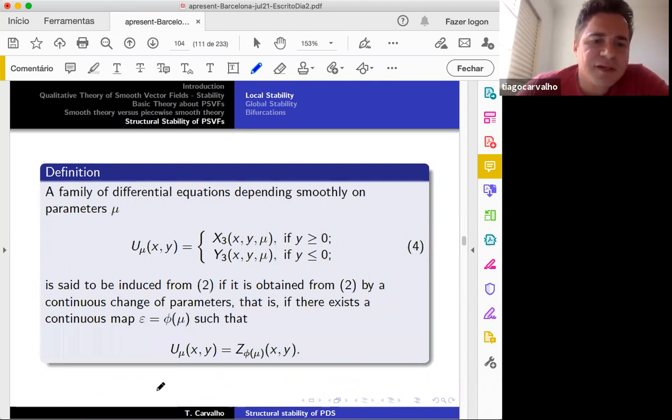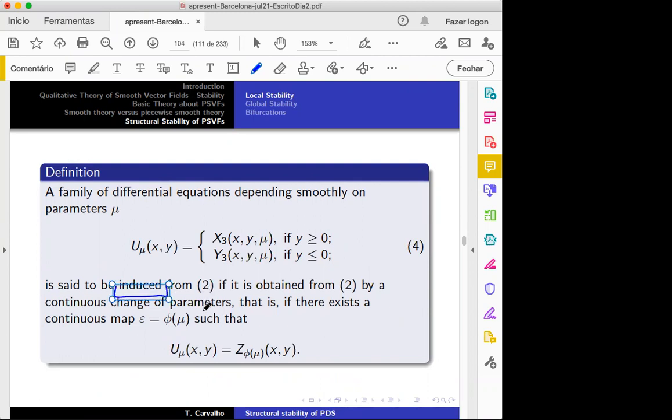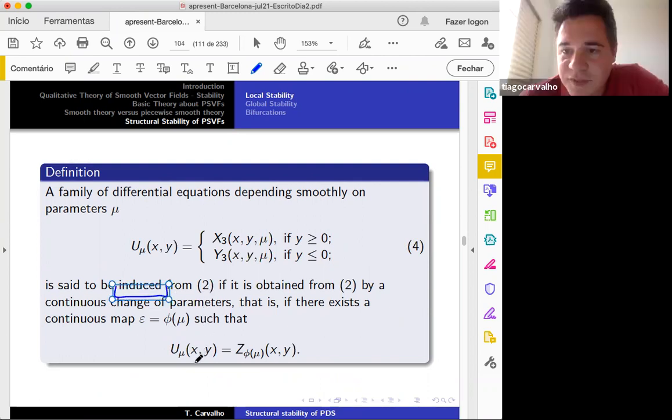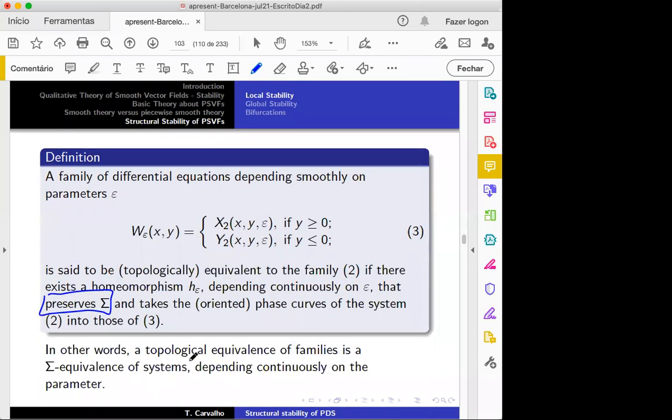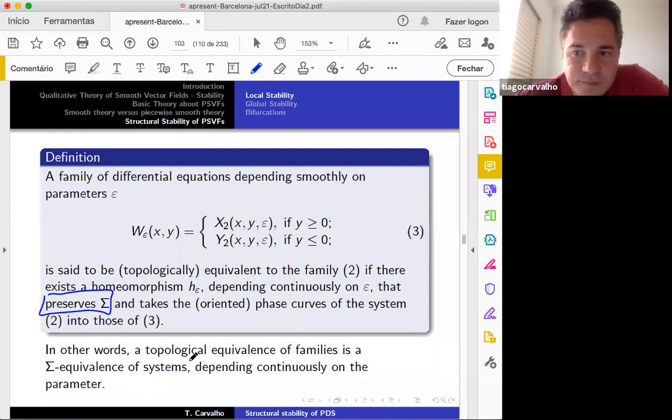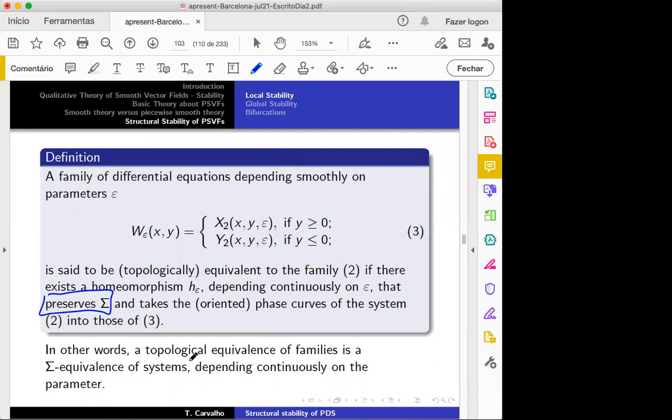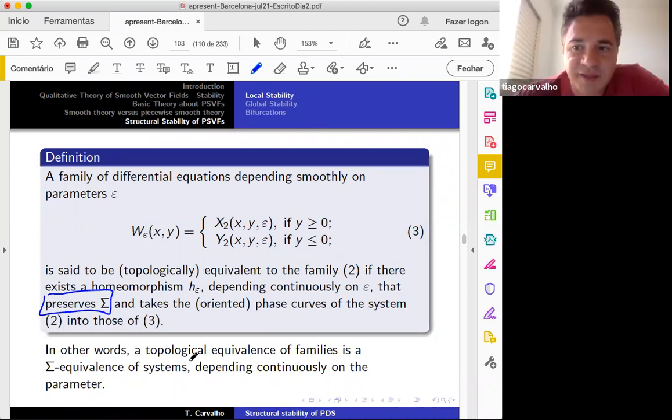So, another family is said to be induced. Sorry, Tiago. In your previous slide, you are assuming also that the vector field on sigma is preserved also, no? Yes. Thank you. Yes, because we are following the sigma equivalence that I have defined before.